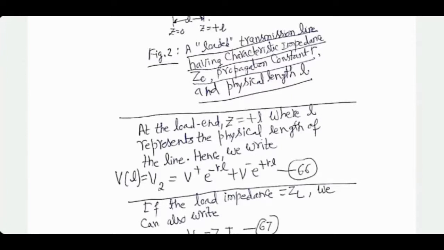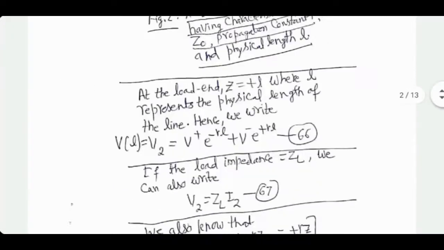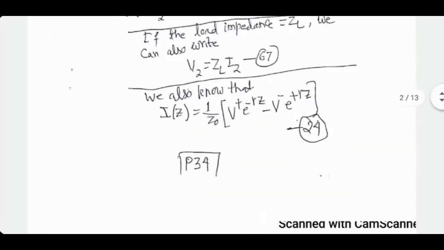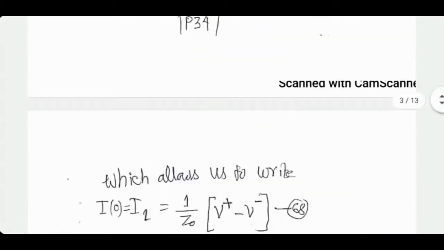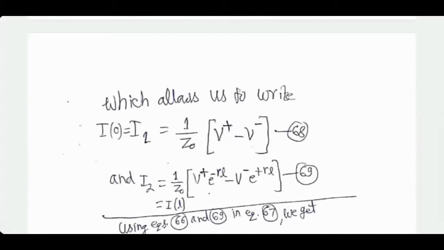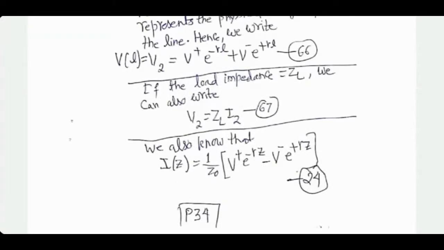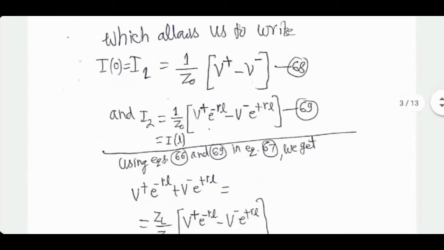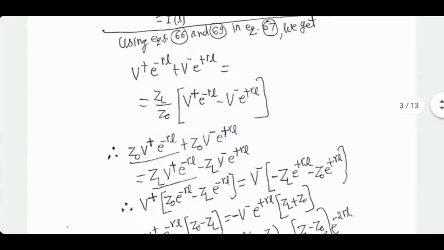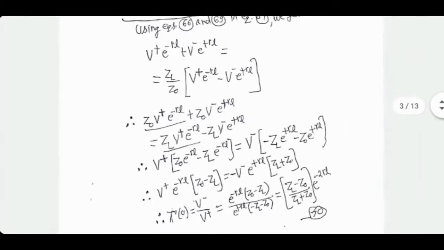So V2 is obviously V plus e to the power minus gamma L plus V minus e to the power plus gamma L. We know that. I2 is also known to us as, okay, it's not here, but we have done it in the past. I1 and I2 are right here. So using I2 and V2 formula along with equation 67, which is Ohm's law, I get a complicated equation. You may want to look at it for a minute. And please do it yourself also.